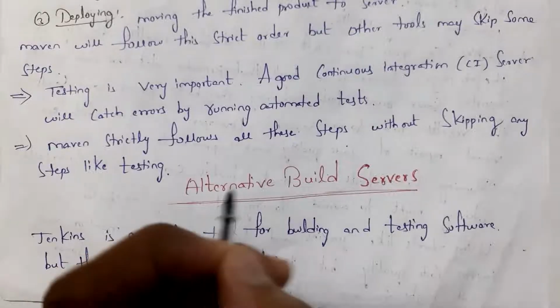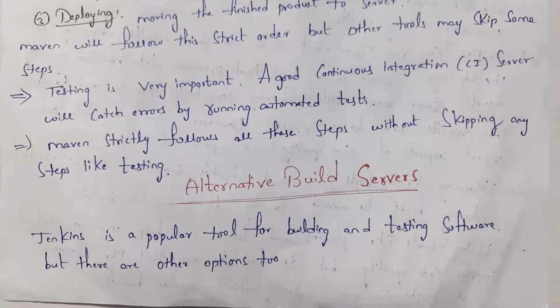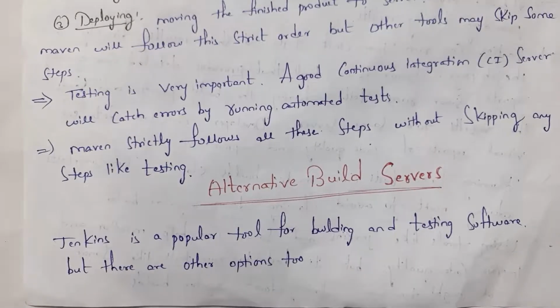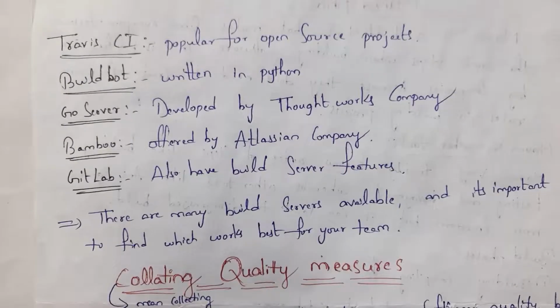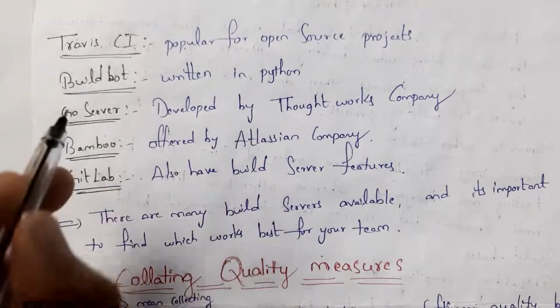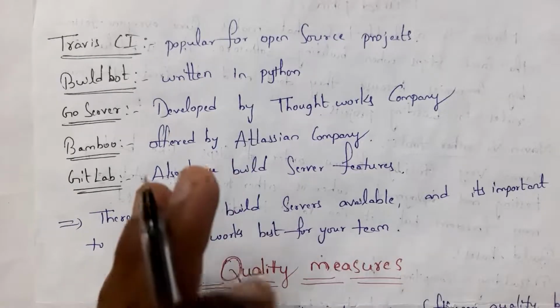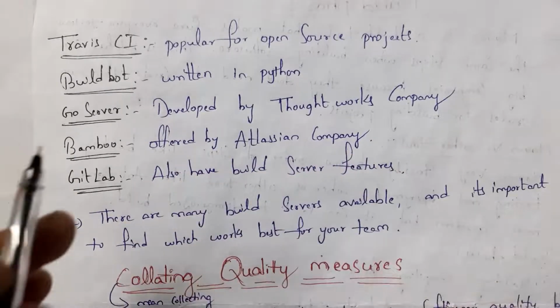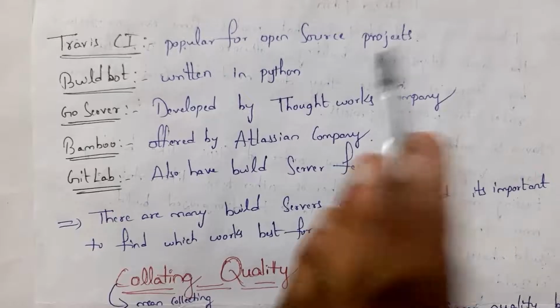Next topic is alternative build servers. Guys, Jenkins server is a popular build server in order to perform building and testing of software. Guys, not only Jenkins server, there are some other servers available. They are, first one is Travis CI server. This server is popular for open source projects. And next one is BuildBot server. This server is built by using Python programming. And next one is Go server, developed by ThoughtWorks company. And next one is Bamboo server, offered by Atlassian company.